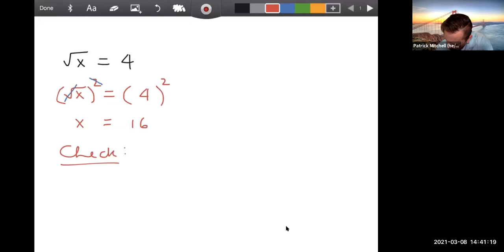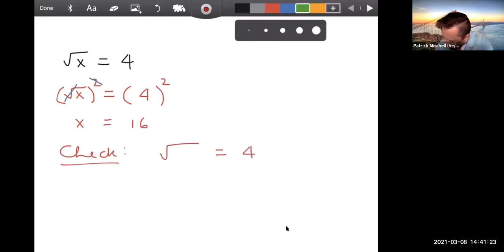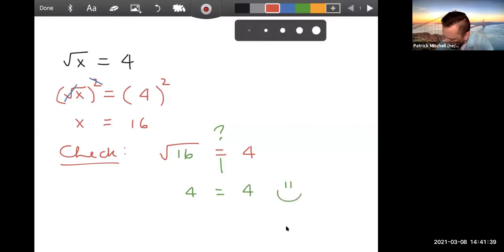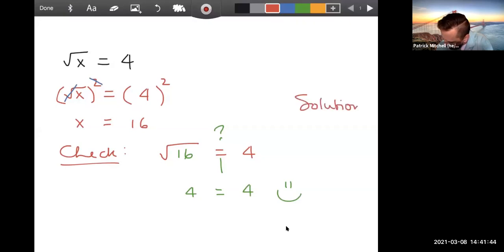Check it in the original equation. So what we're asking ourselves now is, is the square root of 16 equal to 4? Well, yes, of course it is. All right, so that works. Easy peasy. The solution is 16. All right. So let's look at example two.